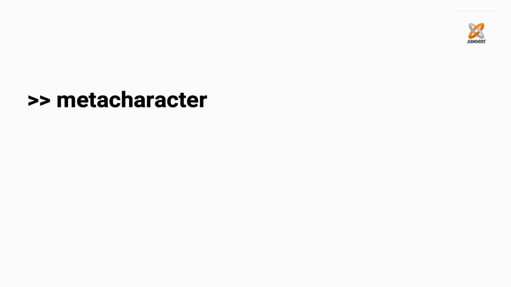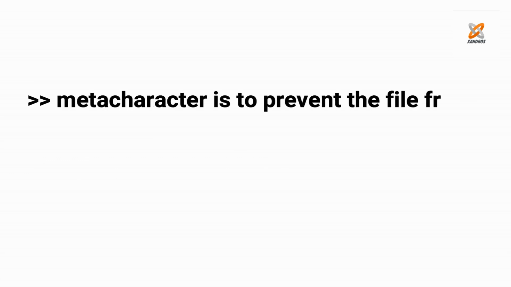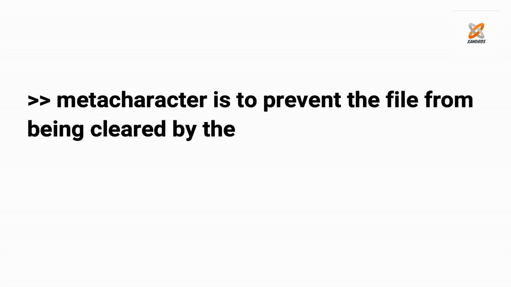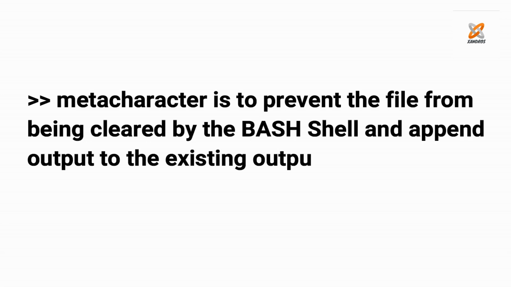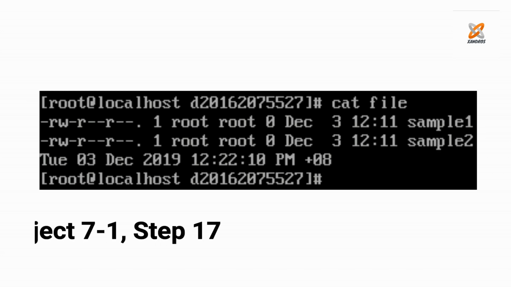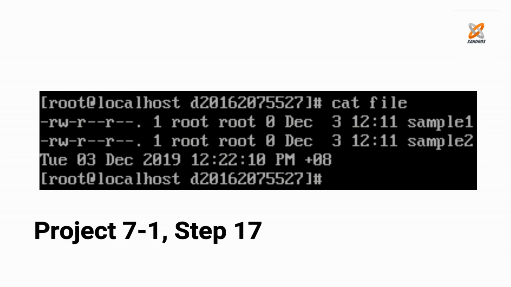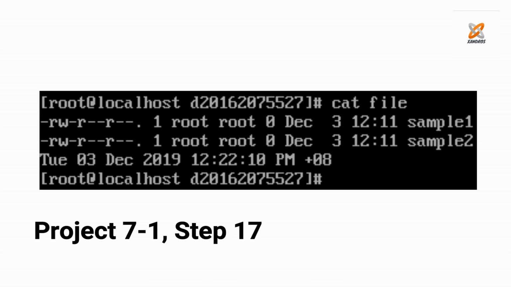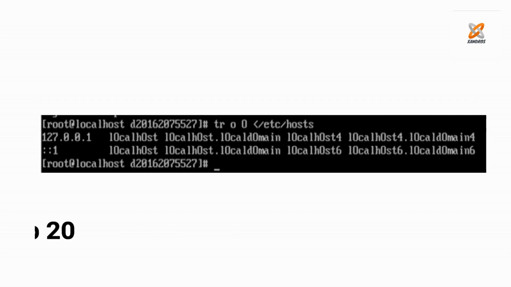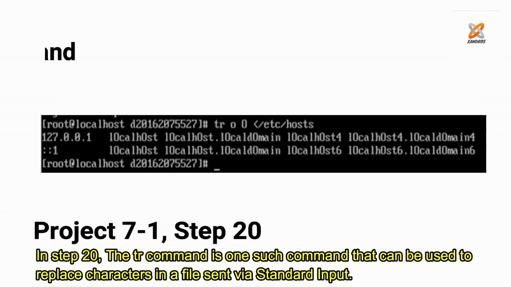Next, the meta character is to prevent the file from being cleared by the bash shell and append output to the existing output. For example, in step 17, we use the date command to display the system date and time. In step 20, the tr command is one such command that can be used to replace characters in a file sent via standard input.